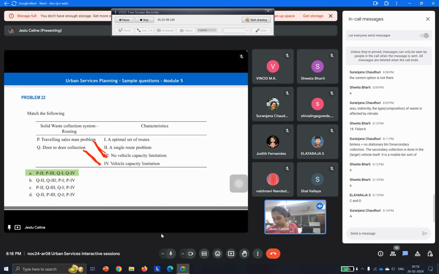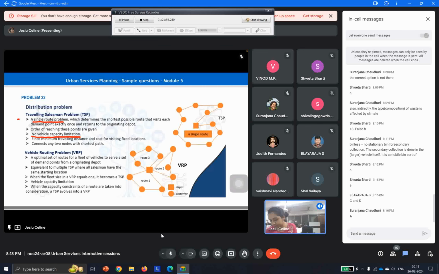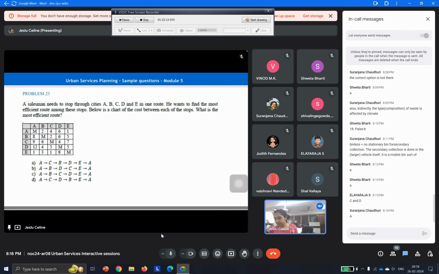So that's why we can look over here. There's no vehicle capacity in the traveling salesman problem, whereas door-to-door collection is where you have a vehicle routing problem, where we take the vehicle capacity also. One small correction there. Yeah. So let's proceed on to the next question.